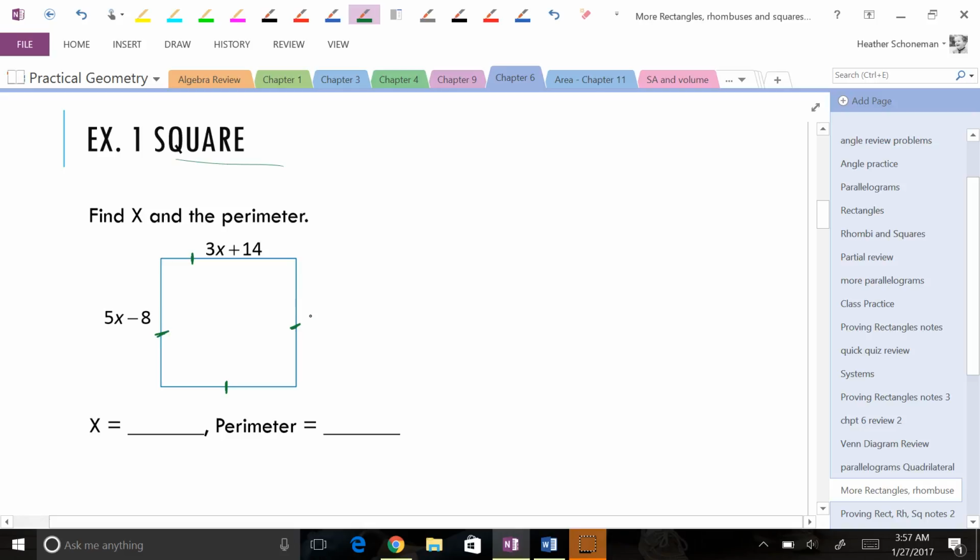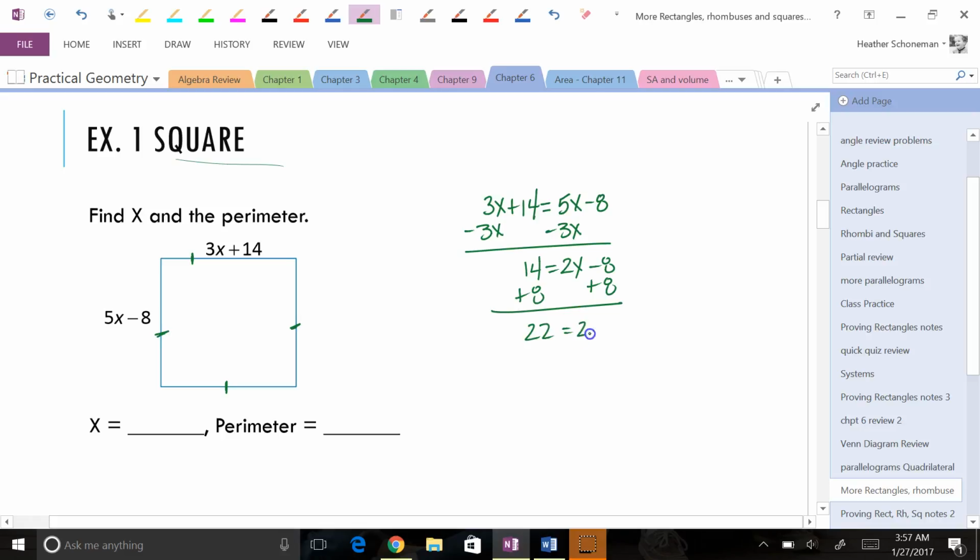And in these problems, the only option for sides is equal. So I'm going to say 3x plus 14 equals 5x minus 8. So I'm going to subtract 3x from both sides. So I get 14 equals 2x minus 8. Add 8, and I get 22 equals 2x. Divide by 2, so x is 11.